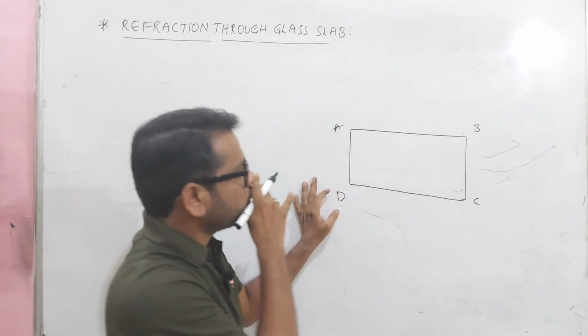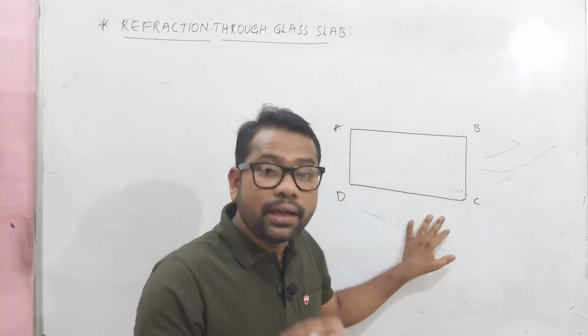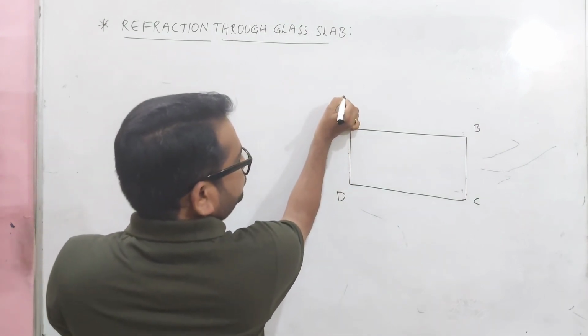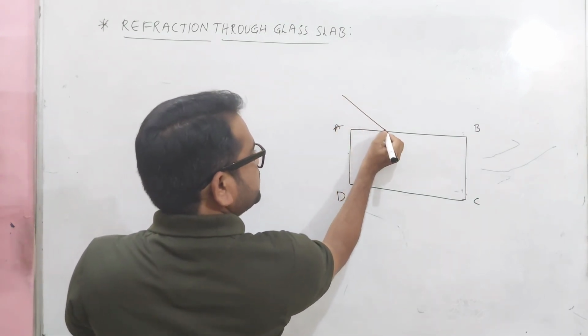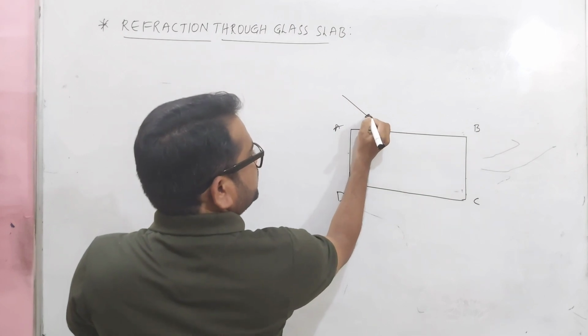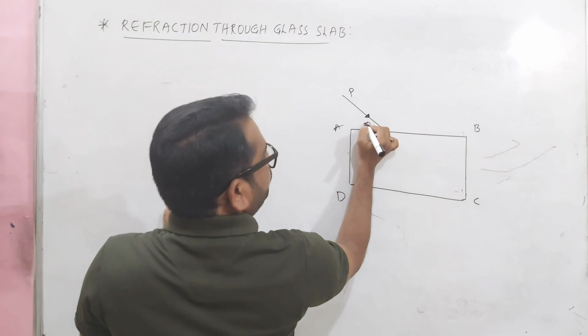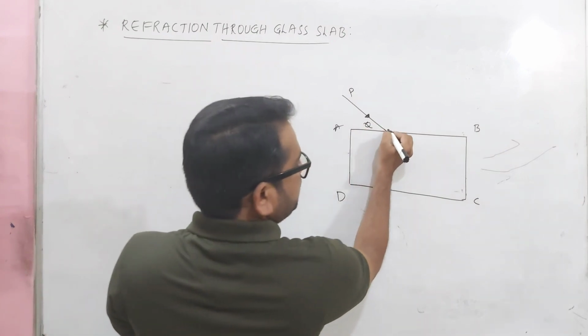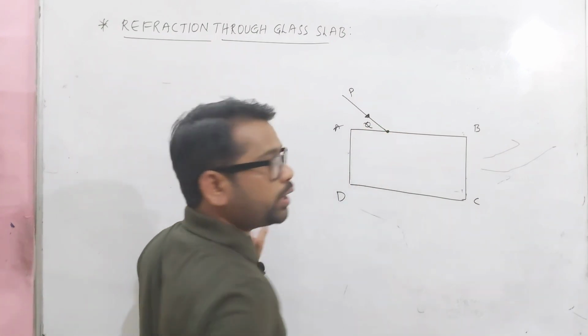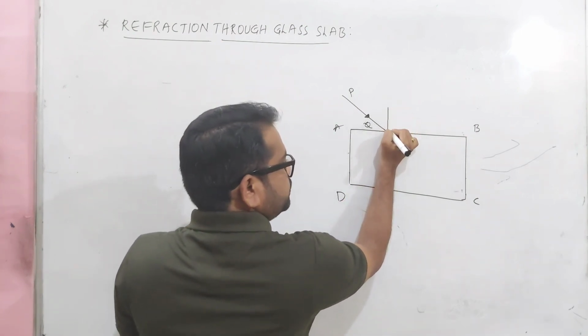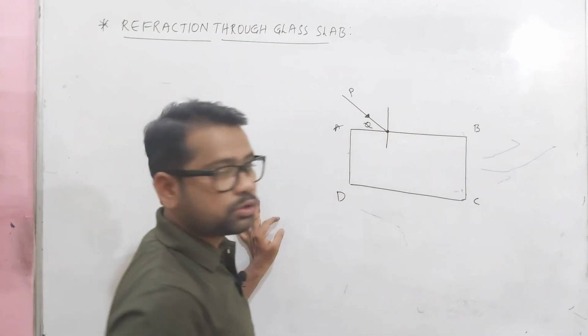These are the points which we have to keep in mind so that this concept will become very easy. Okay, chalo. So here A, B, C, D is a rectangular glass slab. Now let us consider, dear children, here is a light ray. Let us say PQ is an incident ray. At this point it is incident, so at this point let us make a normal.